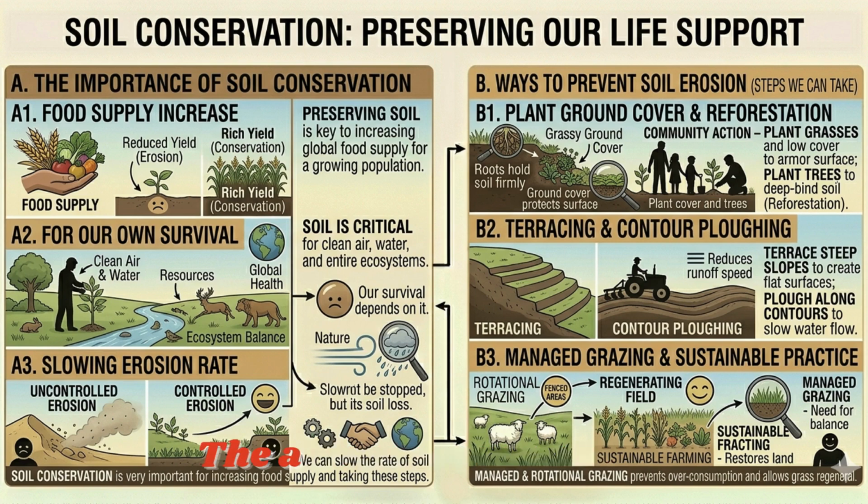Soil conservation. The action of preserving and protecting the soil from erosion is called soil conservation. Soil conservation is very important for increasing food supply and also for our own survival. It is not possible to stop soil erosion by natural forces such as wind and rain, but by taking some steps we can slow the rate of soil erosion. It can be prevented by the different ways as given below.